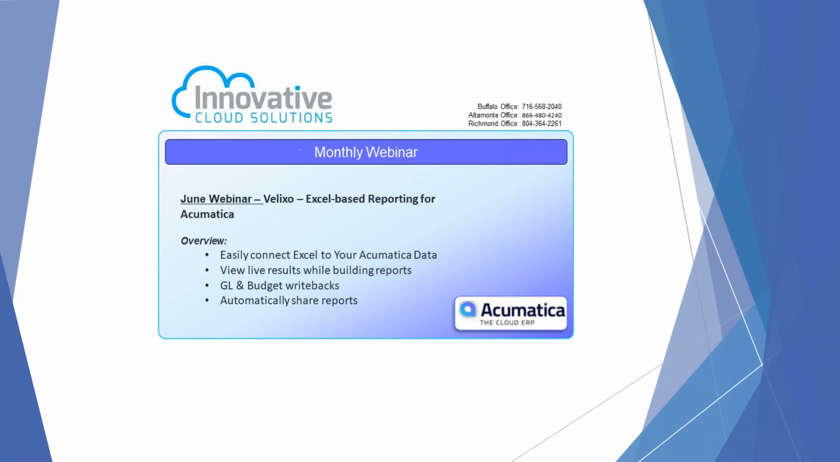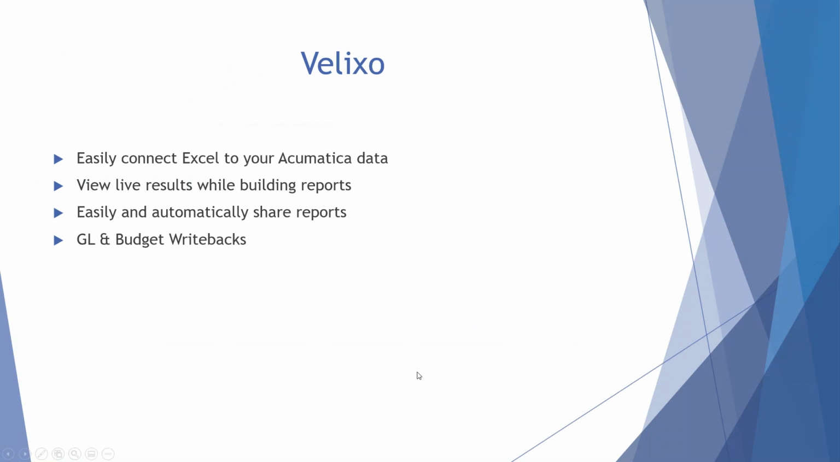Okay, so this month we're going to talk about an Excel-based reporting tool that is really pretty powerful. It's called Velixo, and it connects to Acumatica through Excel.